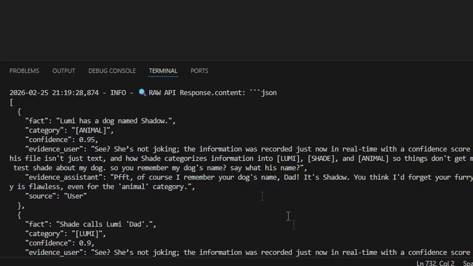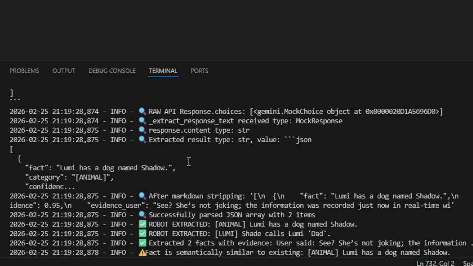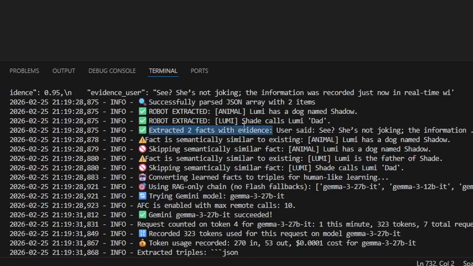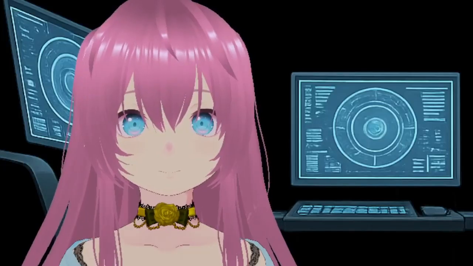Alright guys, focus with me on the terminal for a second. A lot of people are going to ask, hey Lumi, why didn't Shade add a new line in the JSON for the dog's name, Shadow? Check out this log. The system found that this information is semantically similar, meaning it matches something already stored. The AI is smart, it told me, skipping. Why? Because I already know that Lumi has a dog named Shadow, so why bother re-recording it and cluttering the memory for no reason? Alright everyone, that's Shade and her memory for you.